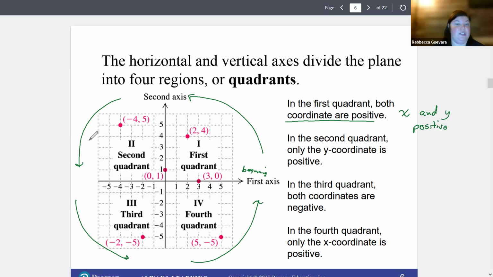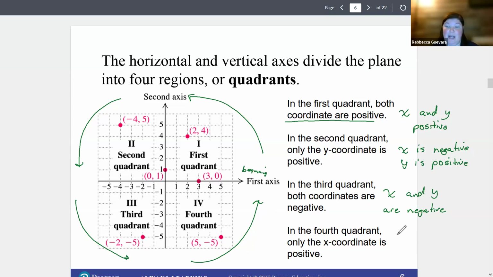When we move into the second quadrant is now where we start getting negative x values. Then we keep going. Like I said, we're going counterclockwise. We get into the third quadrant. And in the third quadrant, x and y are negative. And then when we move into the fourth quadrant, x's are positive again. But now your y's are negative.